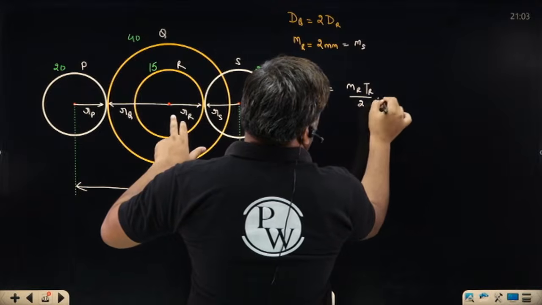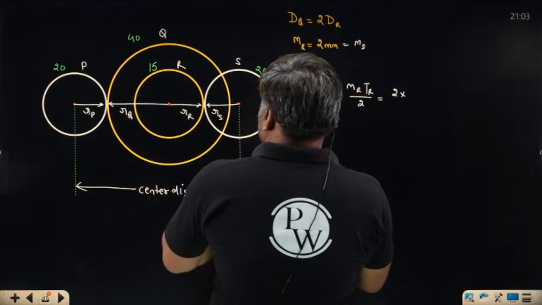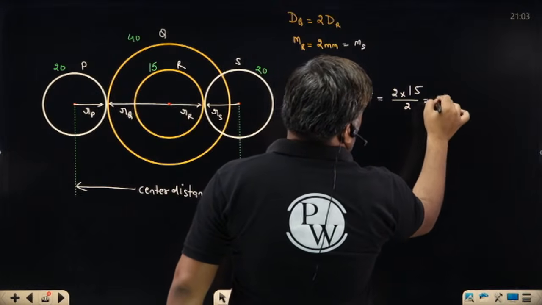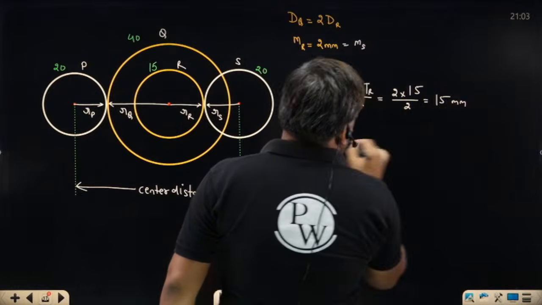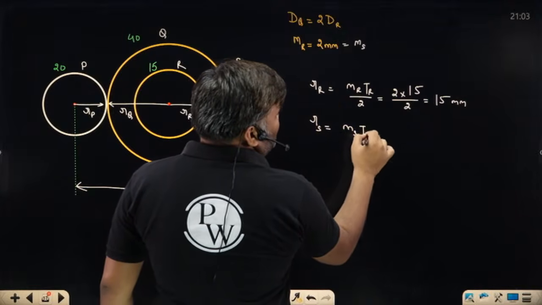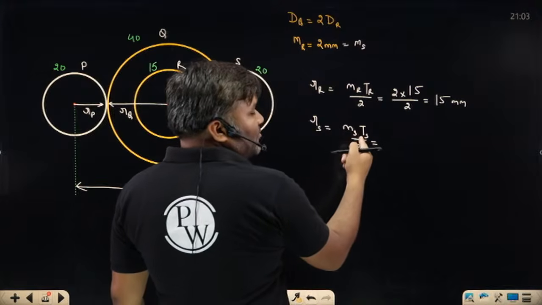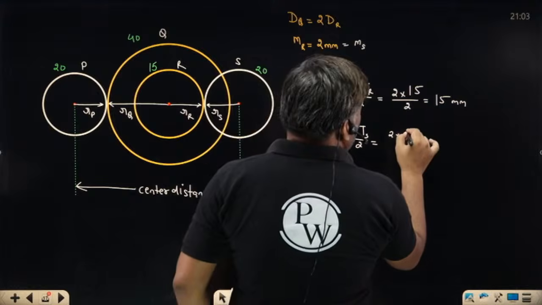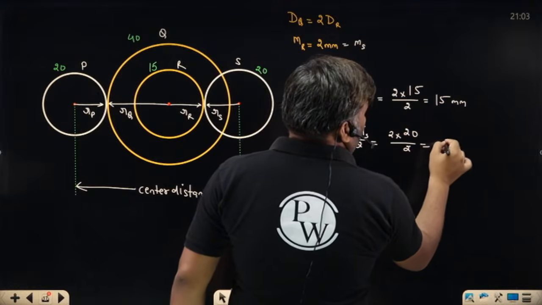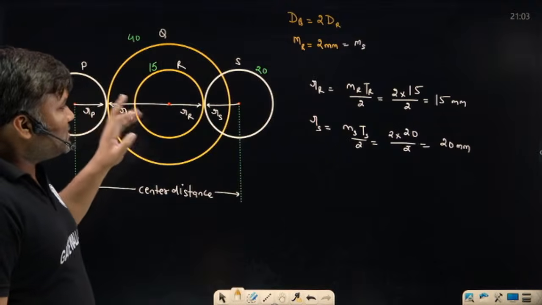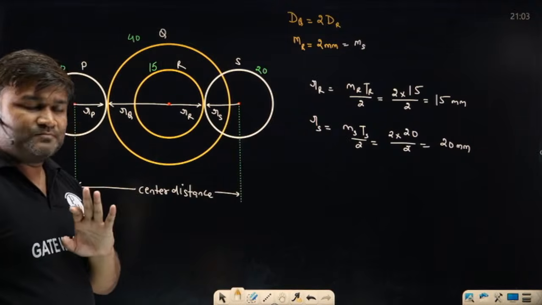mt by 2. What is the module, beta? 2 mm. Teeth is how much? How many teeth on R? 15 divided by 2. This is coming out to be 15 mm. This is the radius. Radius of S will be how much? mt by 2. Module of S, teeth of S. Module of S is 2. Teeth on S is how many? 20 divided by 2. It will be 20 mm. So 2 radii I have got. R and S ka radius I have got.